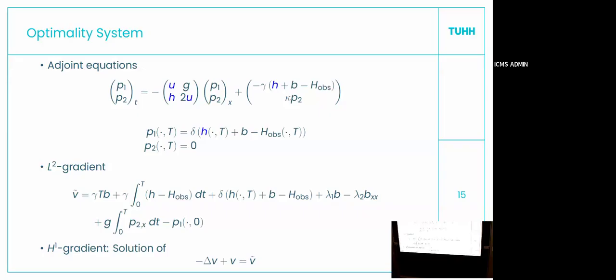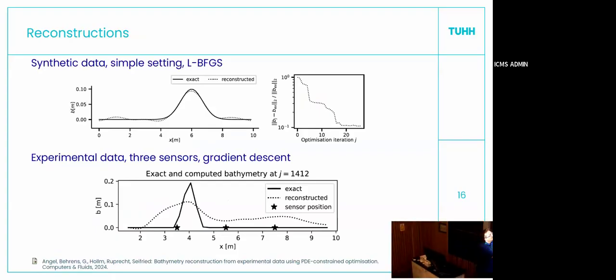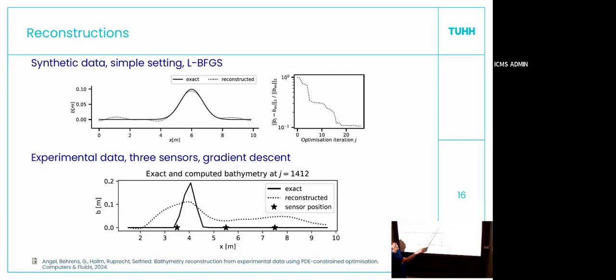And this is what comes out. This is again for synthetic data. We have this Gaussian shape, symmetry, distributed measurements everywhere, so a very simple case. Some artificial noise on it, and a nicely converging gradient iteration.